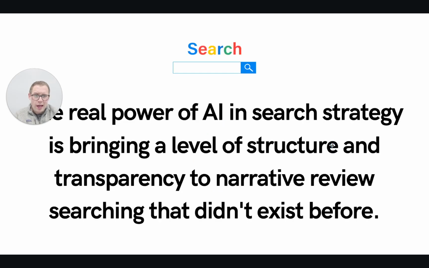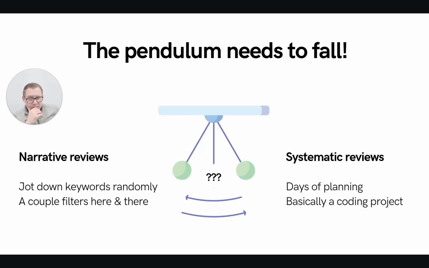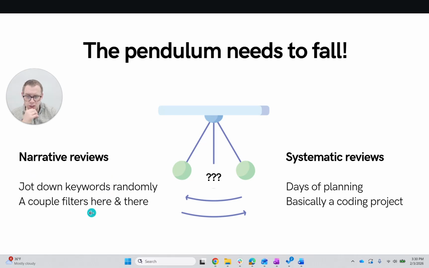So that's my view. And then, look, I happen to feel like one of the big questions we can answer here is how systematic reviews and narrative reviews relate in this context. The reality is the pendulum needs to fall in the middle. It never does, but for systematic reviews, to come up with those search strategies, you're talking about days of planning. It is effectively a coding project. You need to know the Boolean operators. You need to know the syntax of different databases. It is such an unnecessary barrier to entry now that we've got these new technologies available.